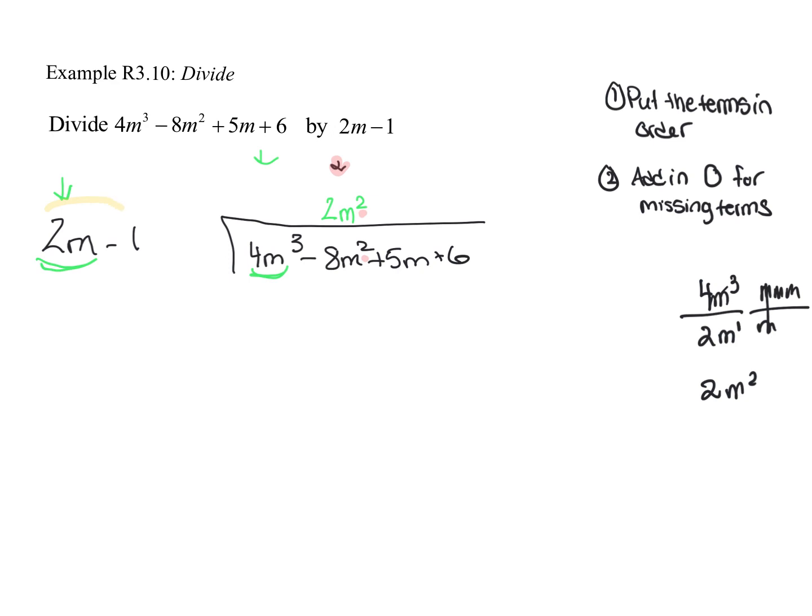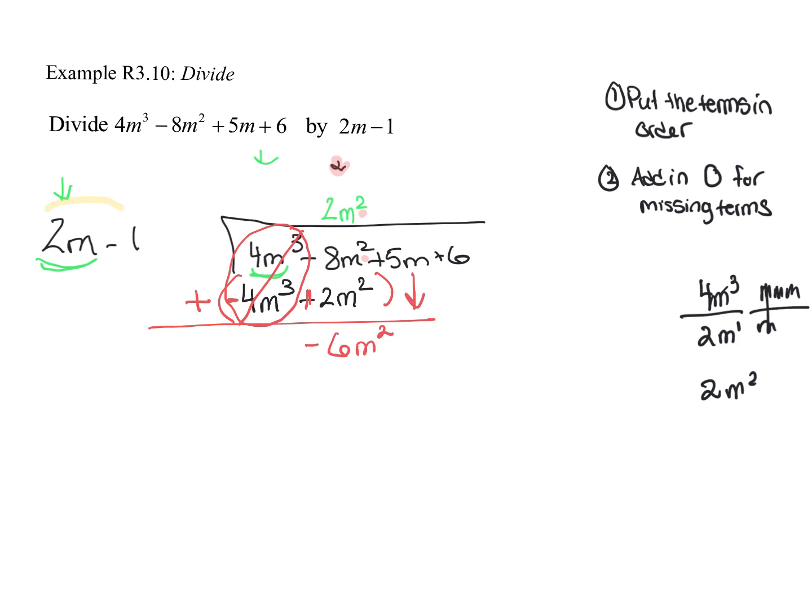So 2m squared times 2m makes a 4m cubed, and that should always happen. It should match up. 2m squared times minus 1 is minus 2m squared. Then you have to subtract the entire quantity. So I'm going to change to a plus. I'm going to distribute the negative in here. And then we add. When you add these two together, if you did it all right, they should always cancel off. The first one should cancel off. Negative 8m squared plus 2m squared makes negative 6m squared.